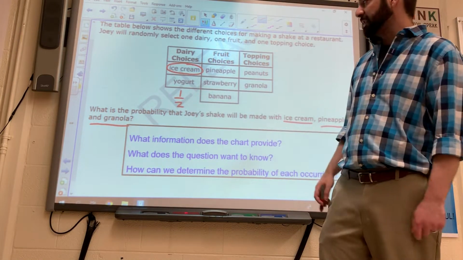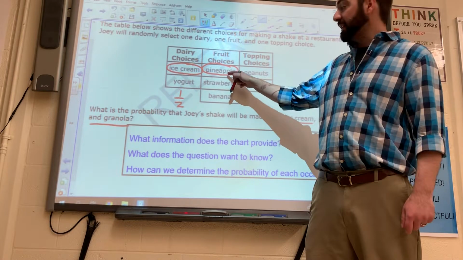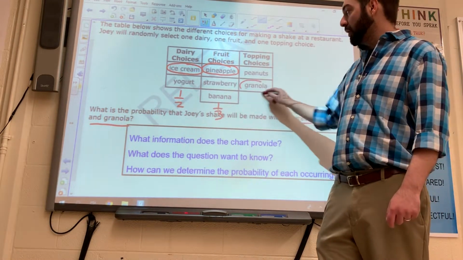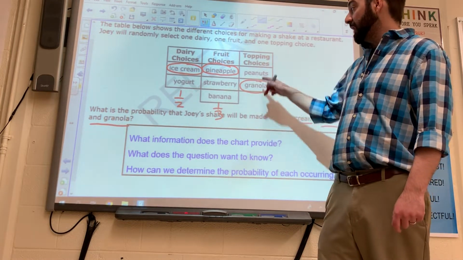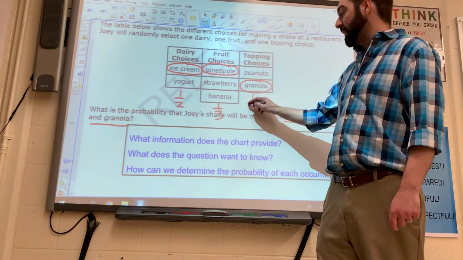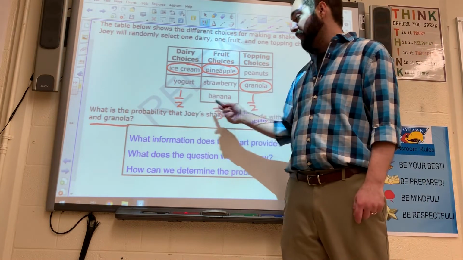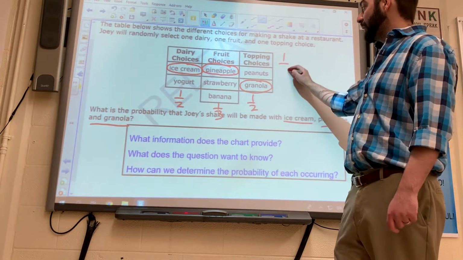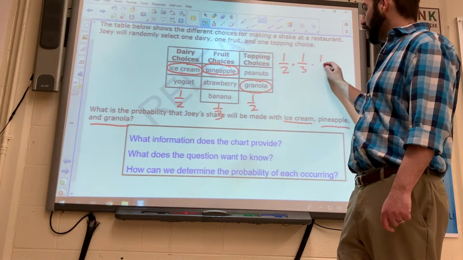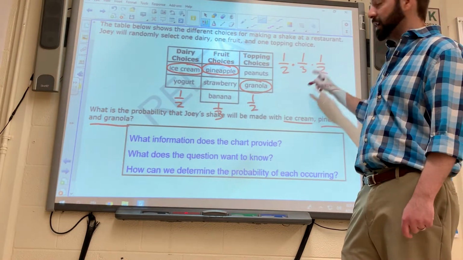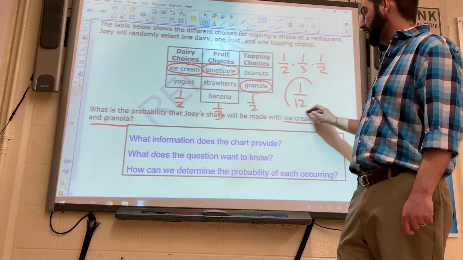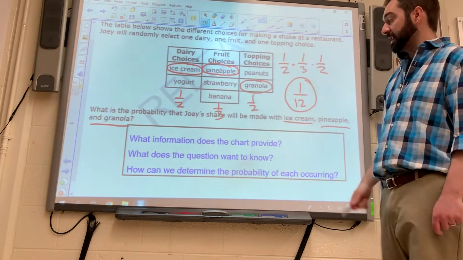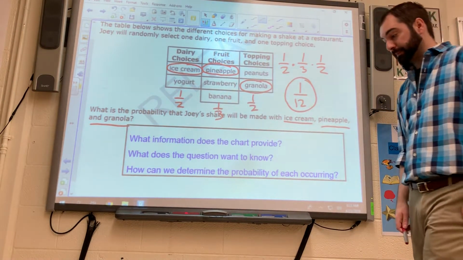And then he wants a fruit. Well, there's 1 pineapple choice out of 3 choices, so that would be a 1 in 3 chance. And then he wants granola as his last topping choice, and there's 1 granola out of the 2 options. Well, again, we want to know what's the probability that he gets one of those things from each section of the menu. Since they're compound, I've got to multiply 1/2 times 1/3 times 1/2, and a calculator would say 1/12. So again, probability of the first event times the second event times the third event in a calculator, fairly simple.